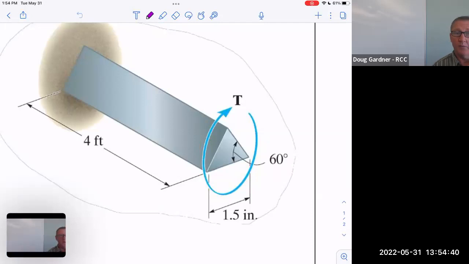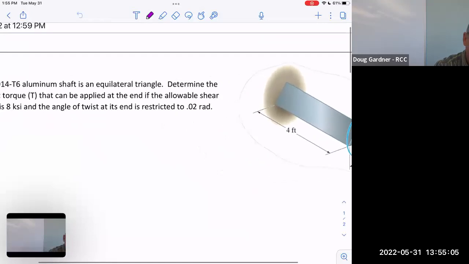So it's equilateral, which actually was important a second ago because that formula we had was for an equilateral triangle, wasn't for a right triangle. So it's a good thing that it's equilateral. All the sides are 1.5 and it's 4 feet long. That's not to scale. Now someone's going to twist on it out there, and we're going to wonder, how much shear stress does that put on that triangle? Is it going to break? And how many radians is it going to twist? I've got formulas for that stuff. That's not bad.